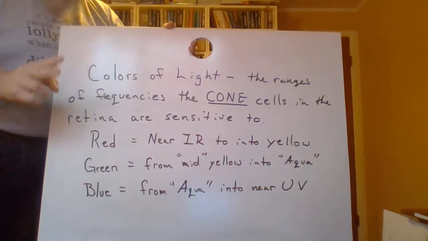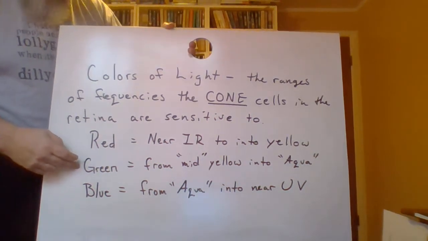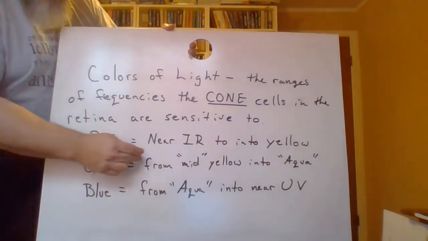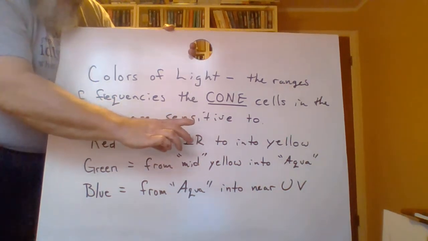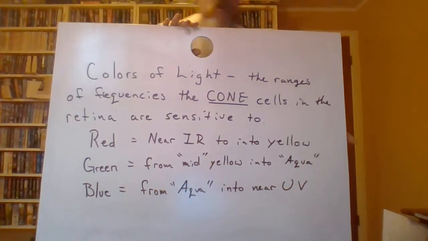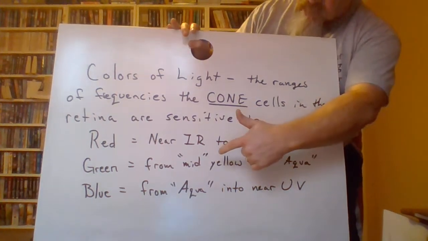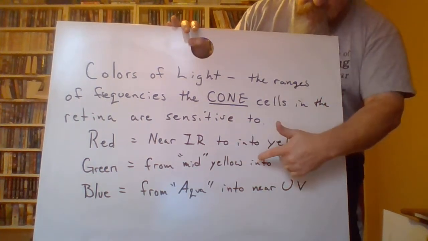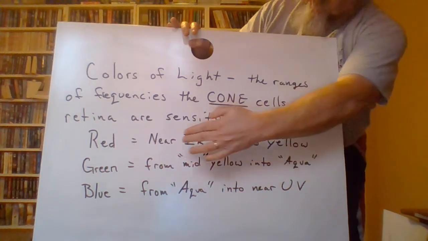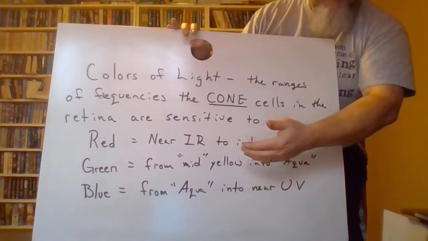Now, there's a certain overlap between the red cone cell and the green cone cell. Green cone cells become stimulated when the energy is from the middle of the yellow frequencies through the green into what we call aqua or cyan. So the range of frequencies from the middle of the yellow all the way through green into the aqua or near blue is what stimulates the green cone cells in our eye.